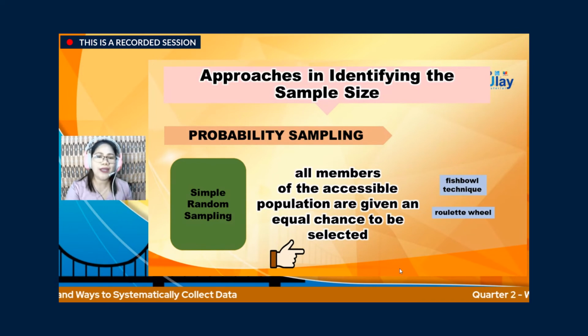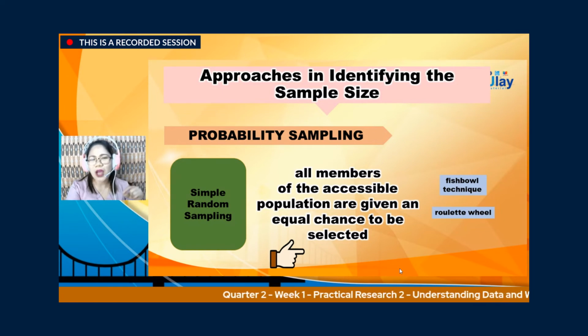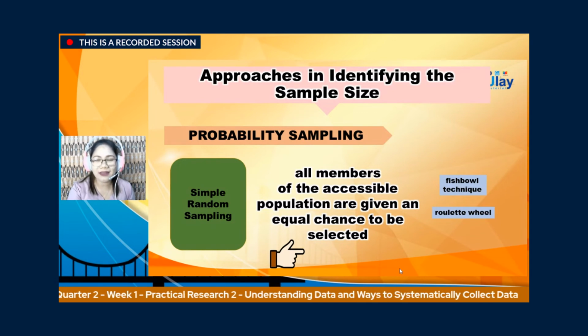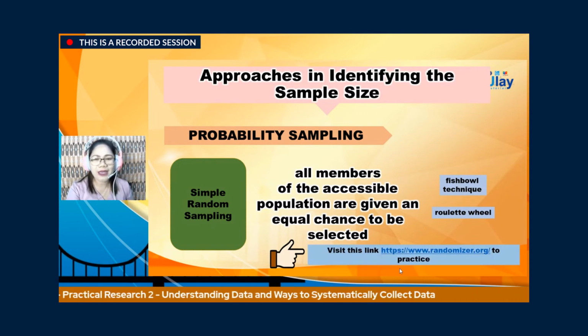So, pwede tayong mag-select ng, let's say for example, nagpasulat kayo ng pangalan and then raffle na lang, pwede din yon. Kung interested silang lahat na mag-join. So, depende pa rin yan sa nabilang na population. So, you can visit this link to practice kung paano ba nangyayari itong simple random sampling.